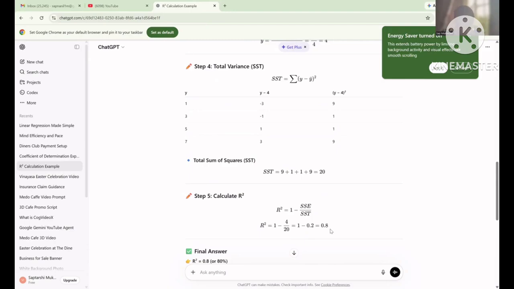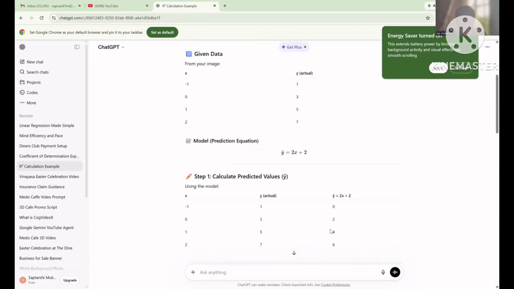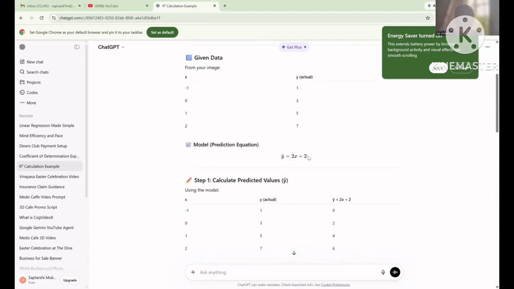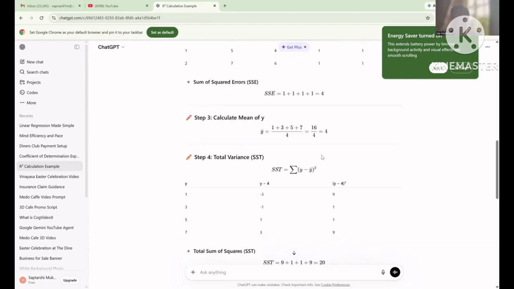And how can you make it 100%? You just need to tweak this bit. Which bit, sir? This prediction equation. You need to tweak that prediction equation in such a way that you will get the 100%. If you get the 100%, your linear regression model will be predicting in a nice way. So this is the overall thing. I hope you all understand this very, very simple thing.